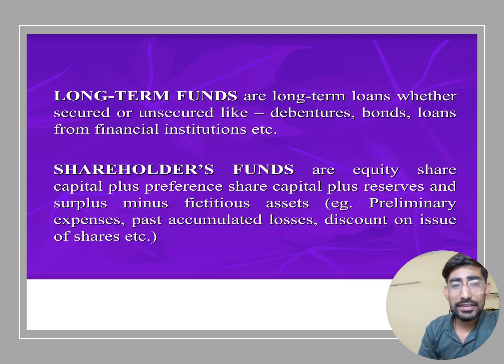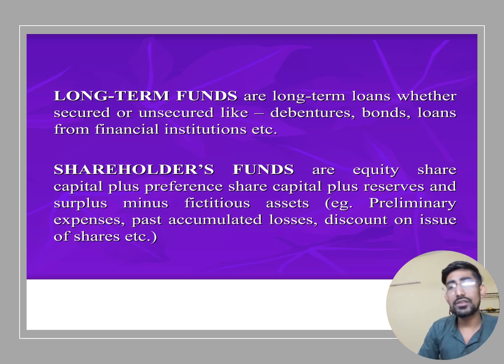Okay, so let us see what is written here. Shareholders fund is equity share capital plus preference share capital plus reserves and surplus minus fictitious assets. So what is a fictitious asset? Examples are preliminary expenses, past accumulated losses, and discount on issue of shares. I hope you are all aware of what a fictitious asset is. So if someone asks, how do we calculate the shareholders fund?